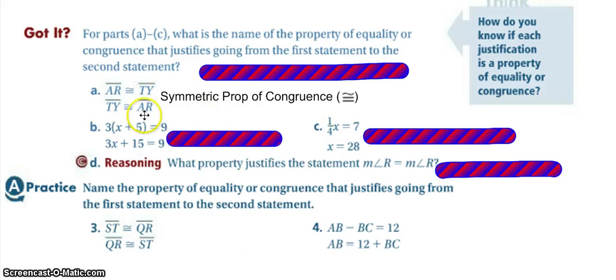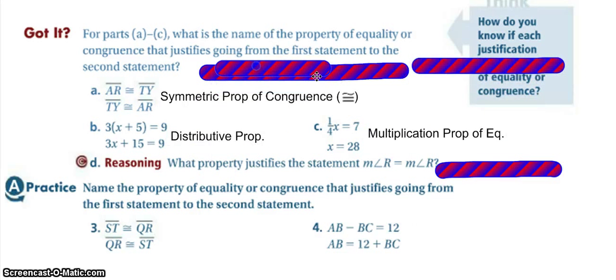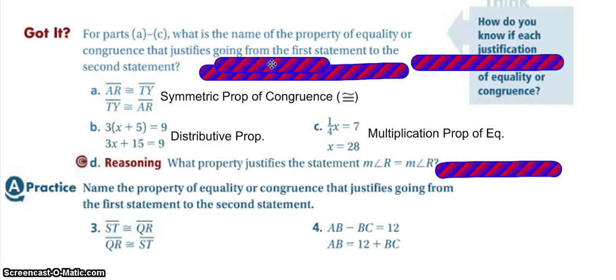Then I look down here at B and see that 3 times x plus 5 equals 9, and then we see 3x plus 15 equals 9. All we did was distribute. What we see here is the multiplication property of equality, which actually, anytime we have multiplication property of equality, division property of equality could also work because you can always multiply or divide, but here, the easiest thing to do would have been to multiply by 4 on both sides.